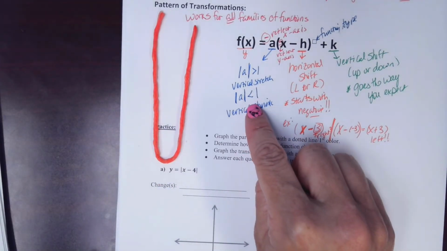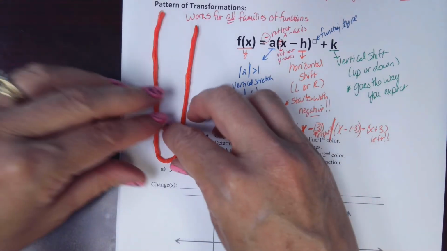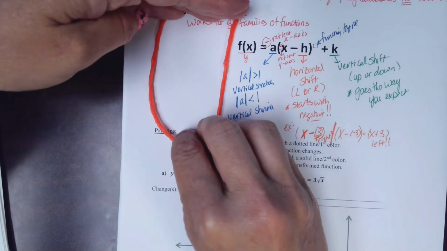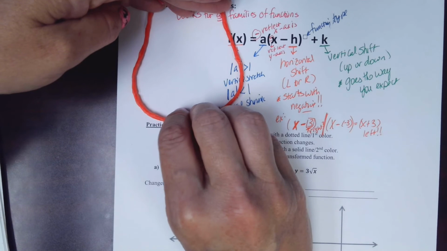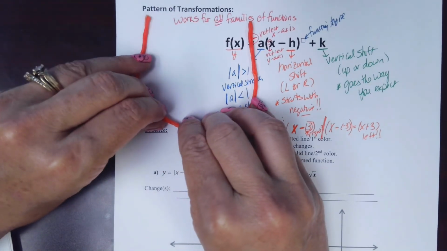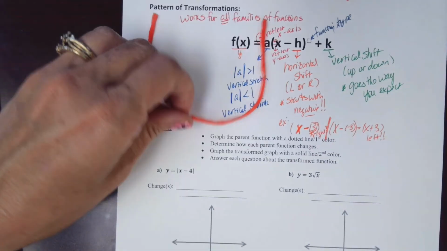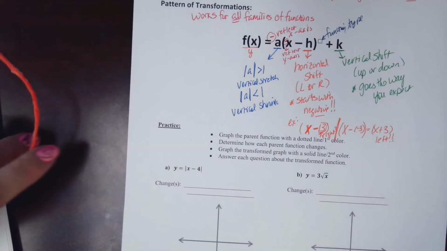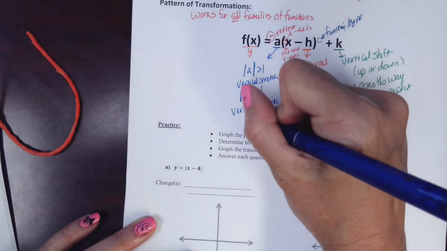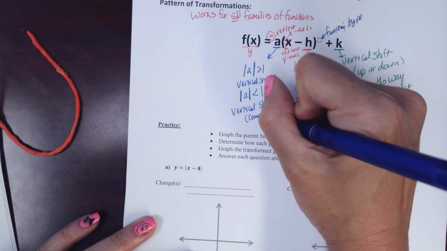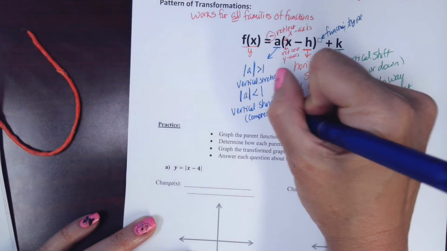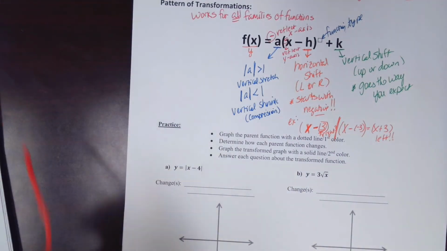If it is less than 1, let's say A here is 1/2 or 1/3, I think about shrinking it, about squishing it. And when I squish a parabola, it's going to open up wider. So that's what I mean by a vertical shrink. Another word for vertical shrink would be a vertical compression, and it can be easier to picture it as being compressed and opening up wider.